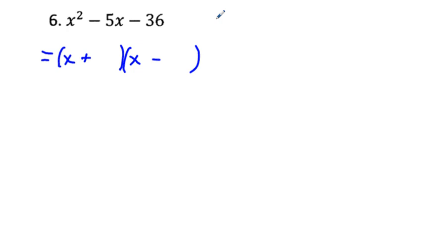So what do we have? We have 3 times 12, right? So 3 times 12, is that going to work out? No. What else? Do we have 4 times something? What about 4 times 9? Is that going to work? Yeah, I think, right? So if we put x minus 9 over here and x plus 4, we're going to have plus 4x minus 9x, which is negative 5x. Check.